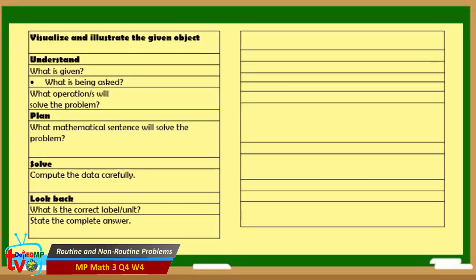Follow the same procedure. Visualize and illustrate the given object. What is given? What is being asked? What operation will solve the problem? What mathematical sentence will solve the problem? Compute the data carefully. What is the correct label or unit? State the complete answer.